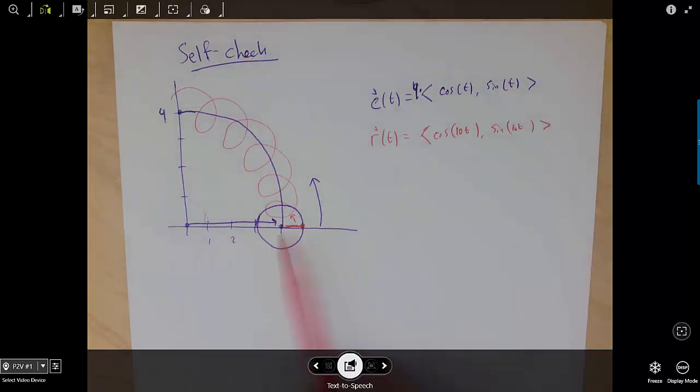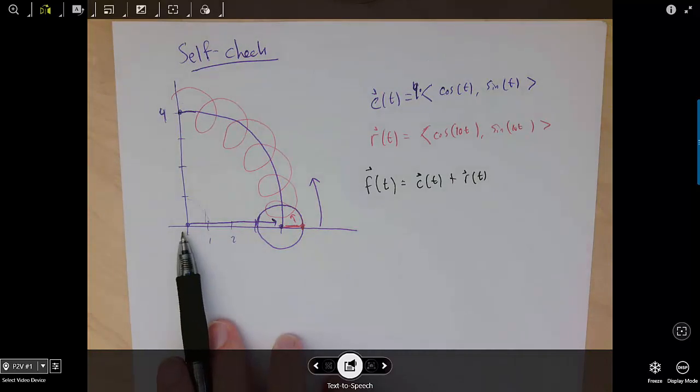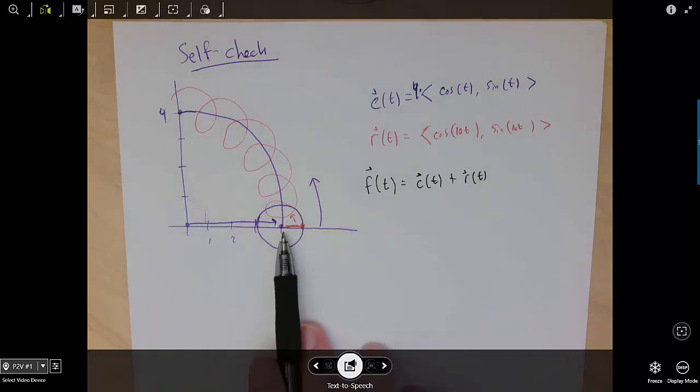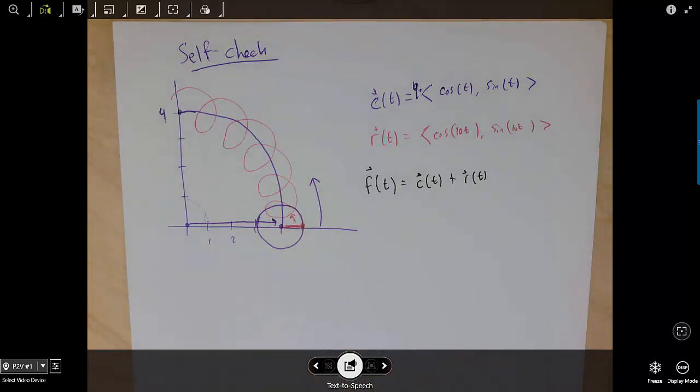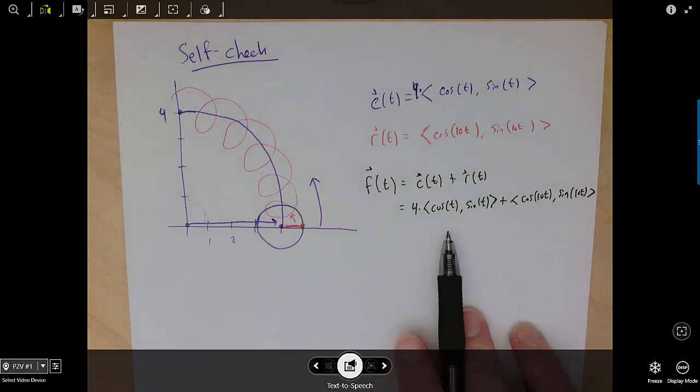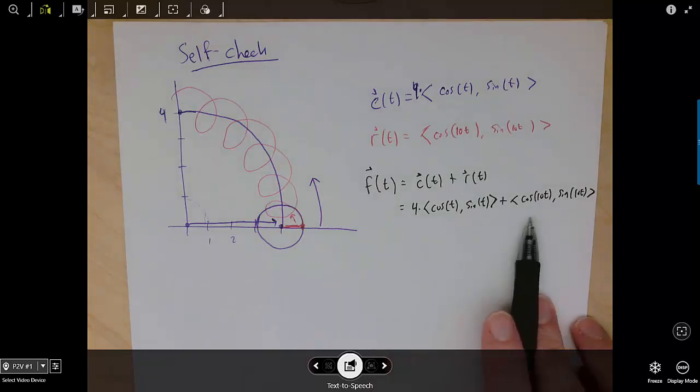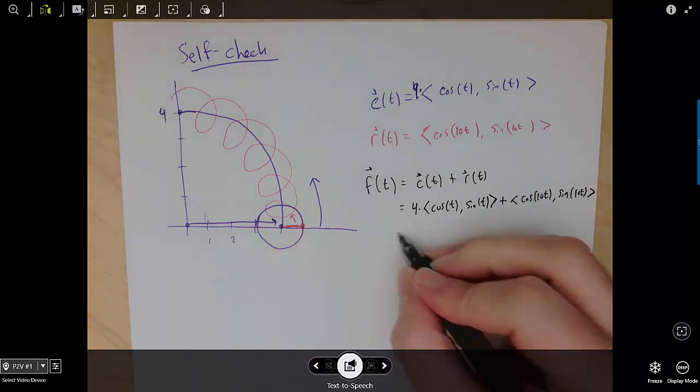All right, last of all, go ahead and tell me what is the full vector equation that will give me the position vector of this point as it's rotating around up this way. So it's just going to be the vector that points to the center of the circle, and then after that, the vector that points from the center of the circle to wherever the point is. So if we're going to write it out fully, it would be 4(cosine t, sine t) plus (cosine 10t, sine 10t).